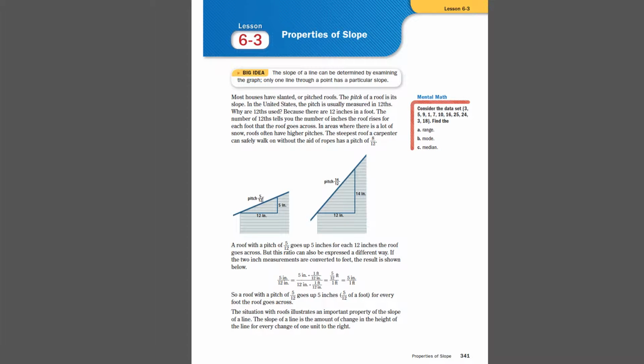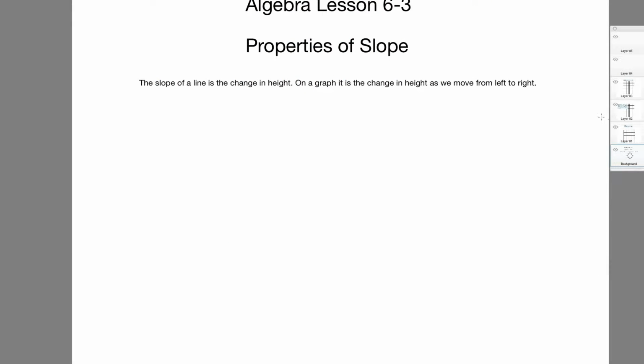Maybe not. So let's take a look at some graphs. And I've got a few examples for you that are not in the book. Again, you do need to read this. If I sound repetitive, I am. There's some things in here that you will need to know for sure. So 6-3, this is our properties of slope.